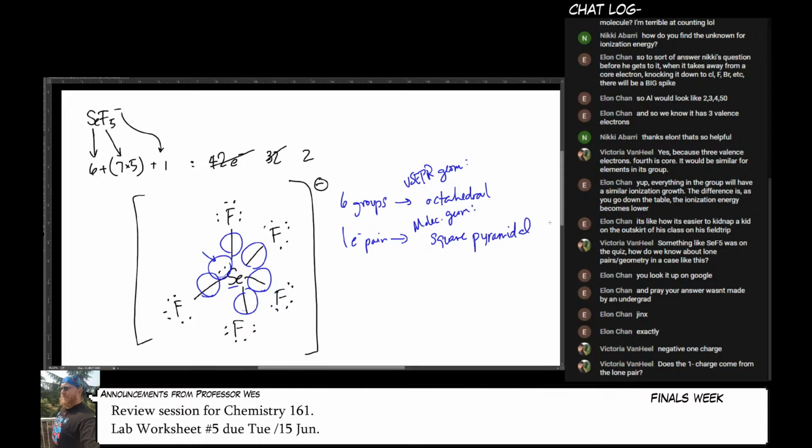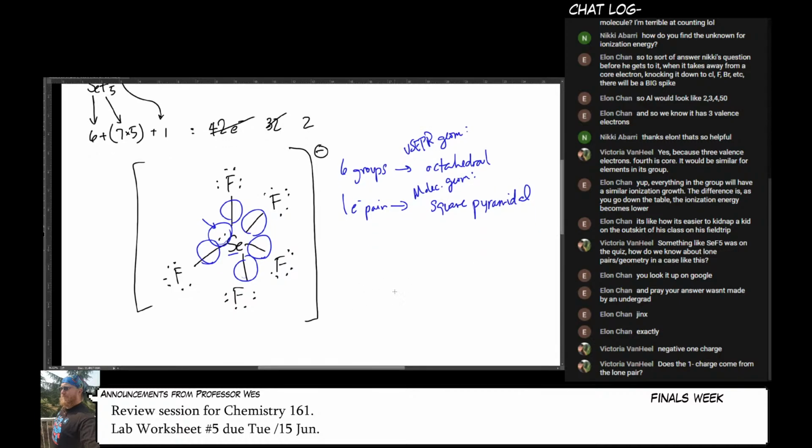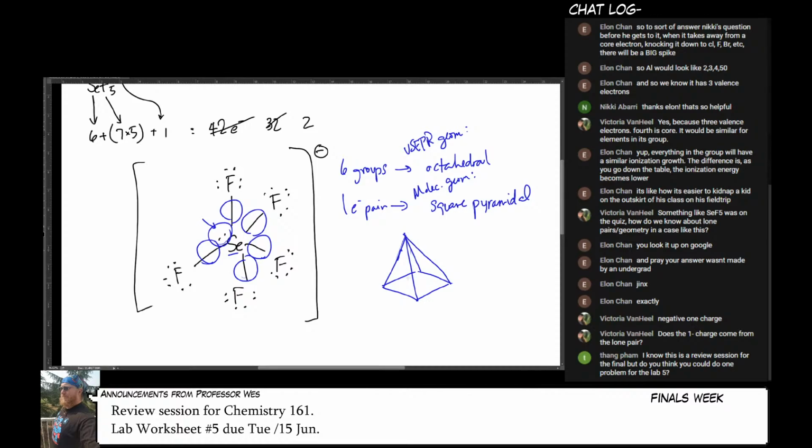And what that means is that if I were to draw a square base pyramid, there's my square base pyramid. I'm going to go like this to make it look more 3D. There we go. If I were to put all of the atoms in this pyramid, selenium would be in the base, with fluorine, fluorine, fluorine, fluorine, fluorine, and then the electron pair would be below it. Like that.